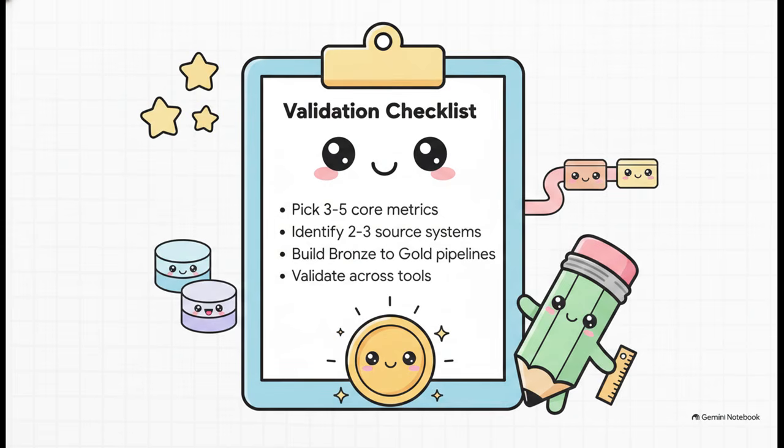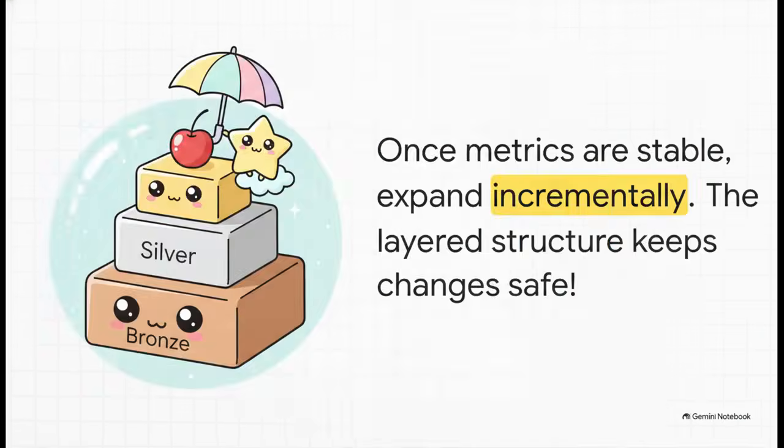First, pick just 3 to 5 core metrics from that glossary we made in step 1. Identify the 2 or 3 source systems involved. Next, build out one single bronze to silver to gold pipeline per metric. And finally, validate it. Run the exact same query in a BI dashboard and a SQL notebook. If those numbers match, you are good to go. Once those very first metrics are totally stable, then you can start expanding incrementally.